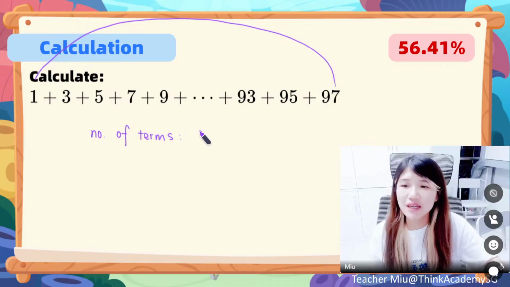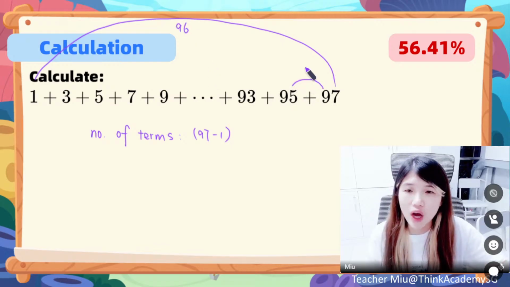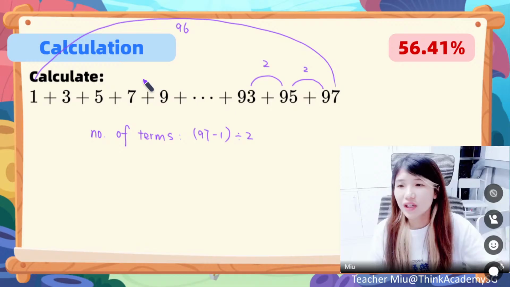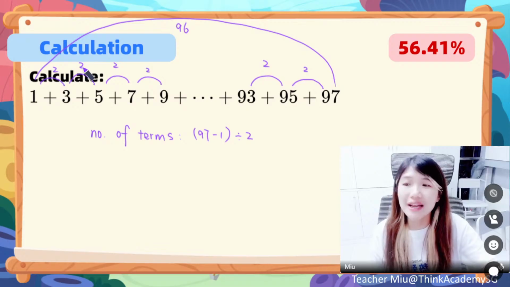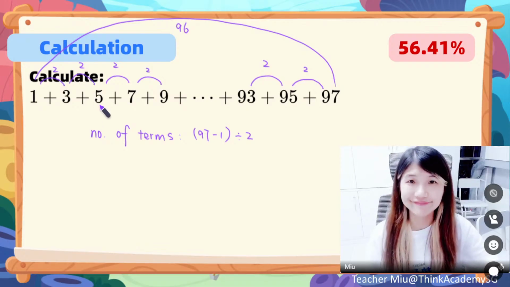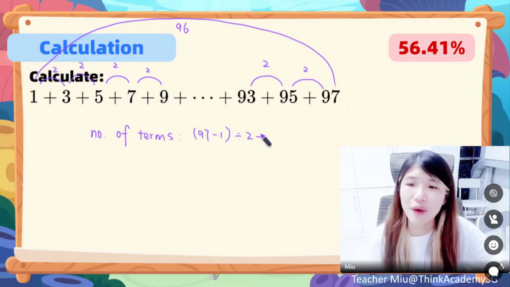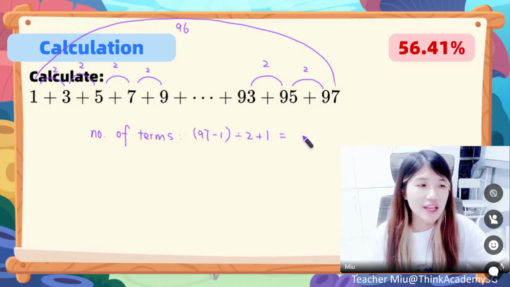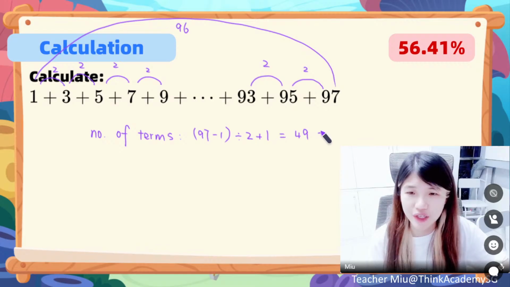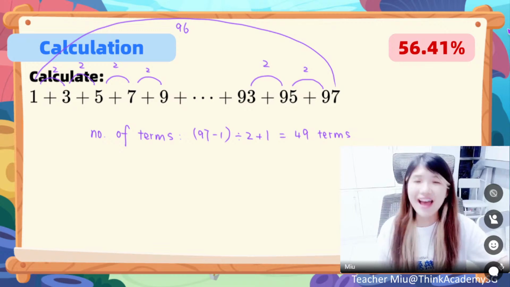The common difference is 97 minus 1, which is 96. Between each of the terms, you have a common difference of 2. So you divide it by 2 to see how many such common differences there are. And don't forget, we should always have one more term. It begins with a term and ends with a term, so you still need to add it back as one more term. Then you will get 49 terms. That means you have 49 such numbers. Then for the sum, how can you find out?